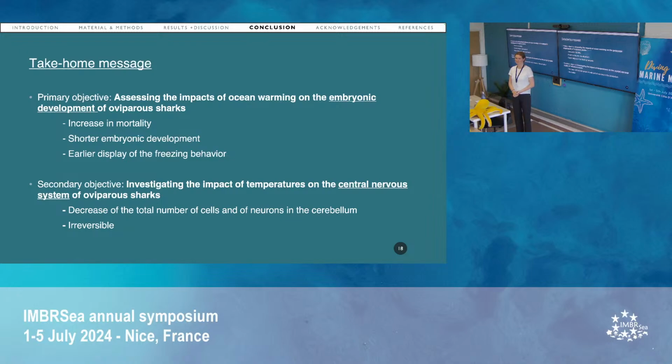Looks kind of cold to me. Cold? Yeah, I was expecting more. Because 15 degrees is the normal temperature for them to develop.